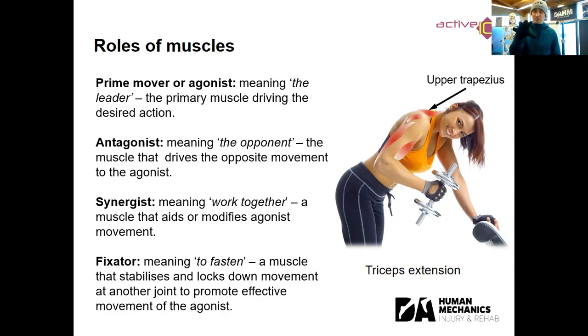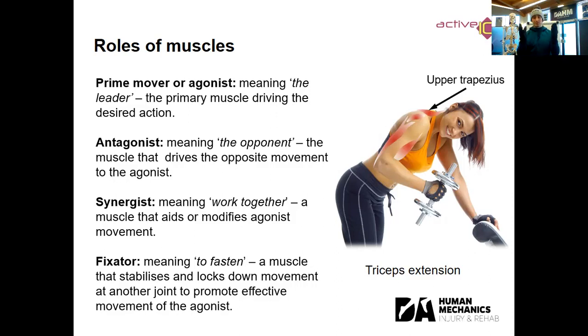So it keeps things together to allow other joints to move around. In this example again, we have the elbow moving, and that's all we really want. We don't want the shoulders to move up and around as well, because it takes away the benefit of that movement. So a fixator in this example might be the upper trapezius to hold the shoulder in place so we can move through the elbow.